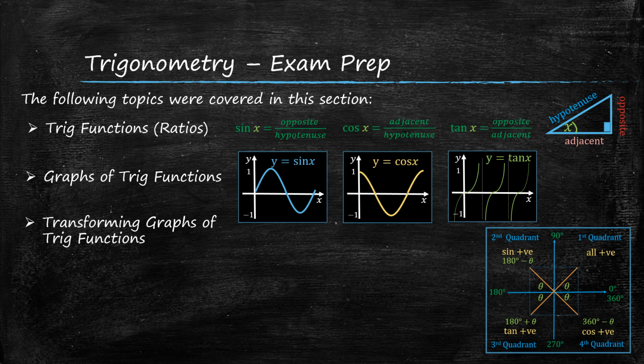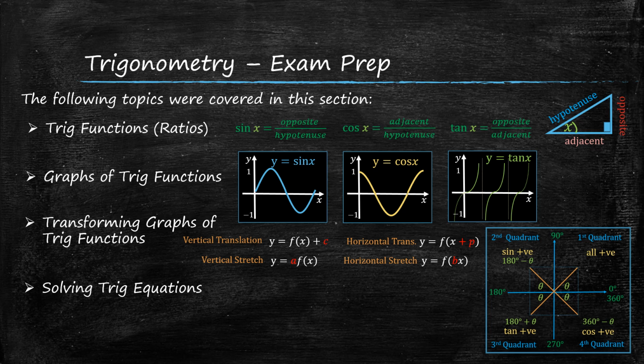We covered four transformations. We covered vertical translations, where we were shifting a graph up or down by c units. We covered horizontal translations, where we were shifting a graph left or right by p degrees. Vertical stretches, where we were multiplying all the y coordinates of f of x by a. And horizontal stretches, where we were dividing all of the x coordinates of f of x by b.